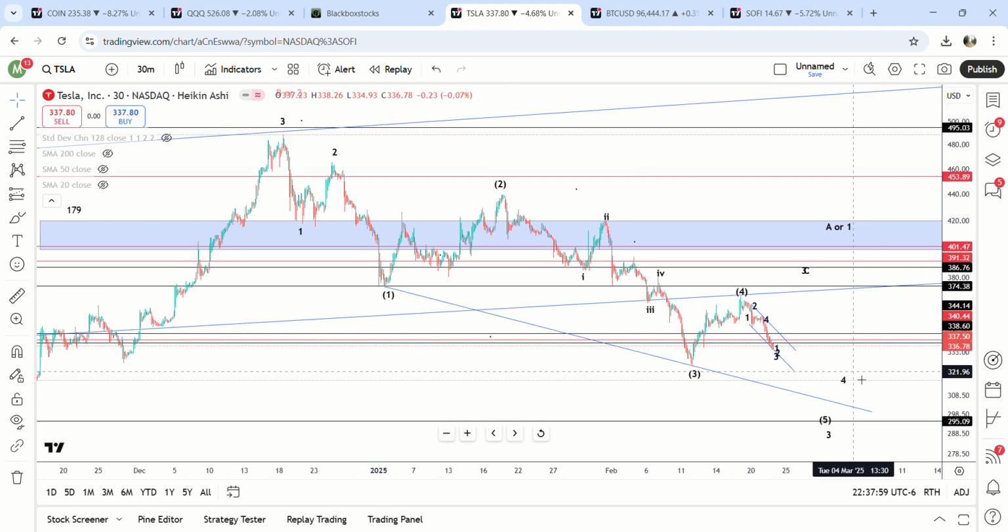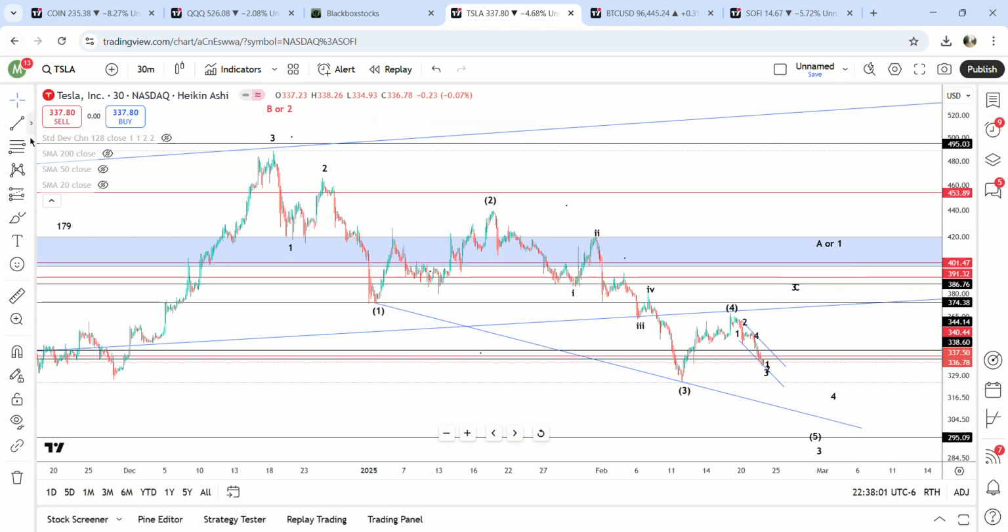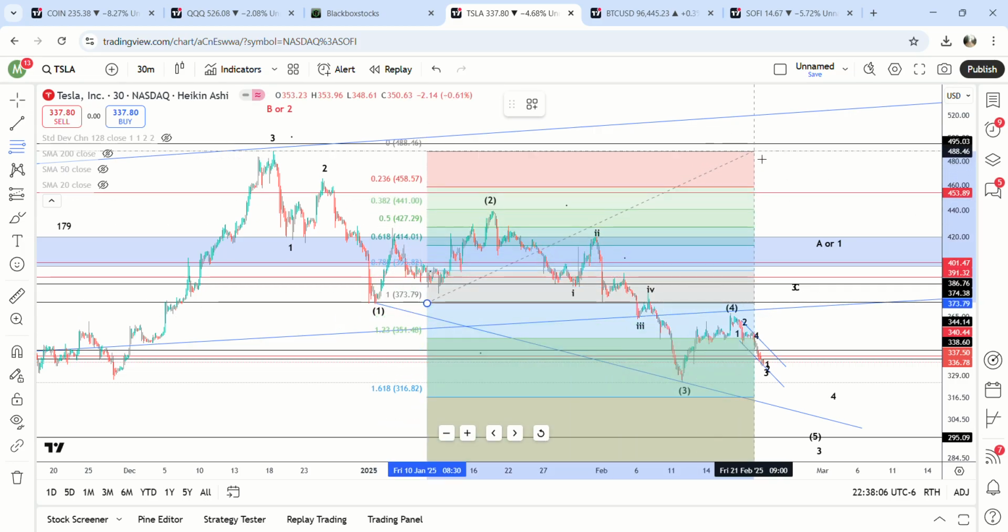Remember that 316 is a line in the sand. So next week, if we break 316, this is not an ABC move. And I'm wrong on this move right here. This is a 5-wave move.